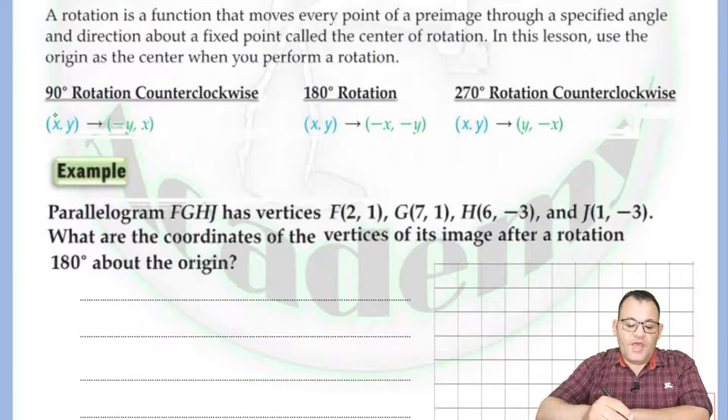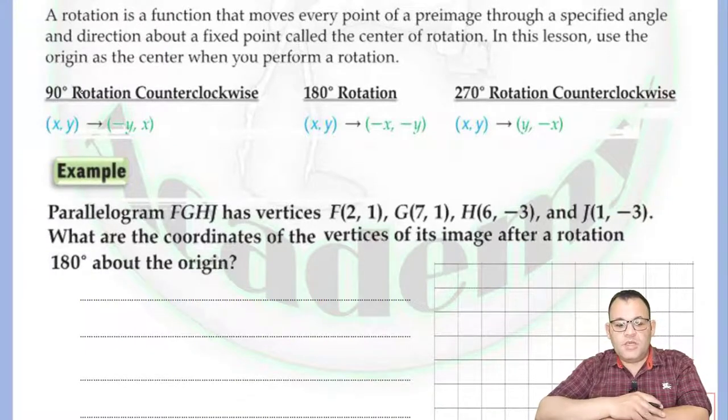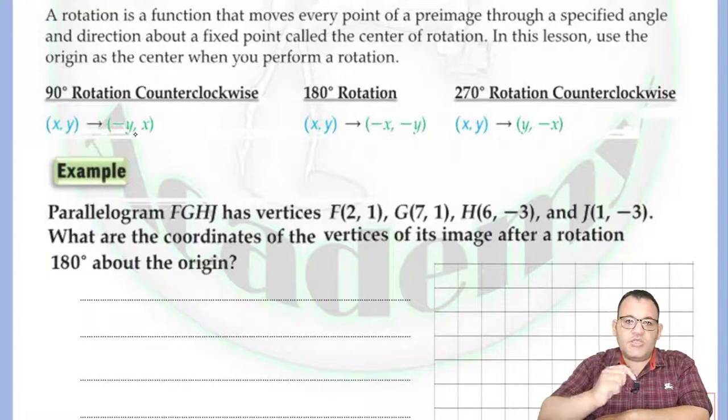Now if you need to find the image of the point (x, y) by rotation 90 degrees counterclockwise, its image will be (negative y, x). Change the order, then change the sign of y. If you want to find the rotation around the origin with angle 180, its image will be (negative x, negative y). But if you want to find it with angle 270 counterclockwise, its image will be (y, negative x). All of that is around the origin point.